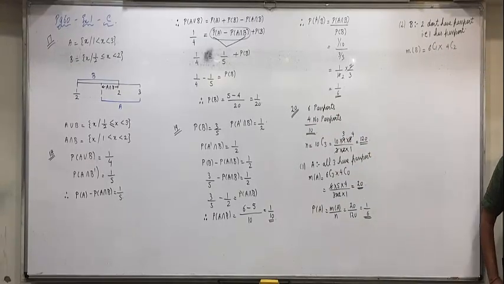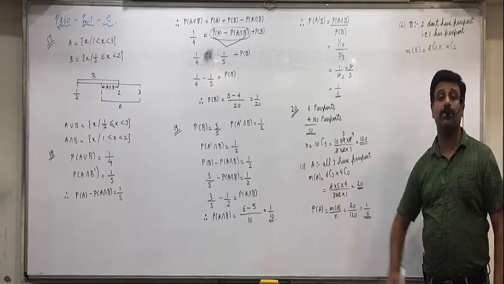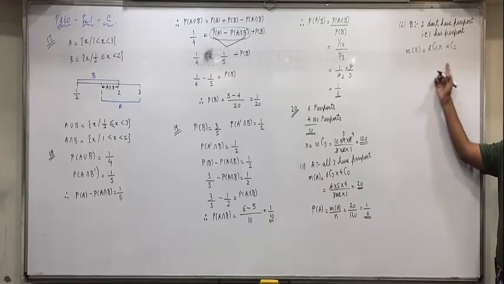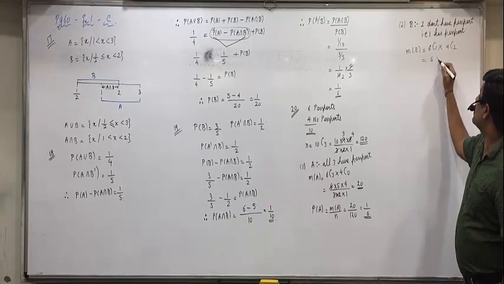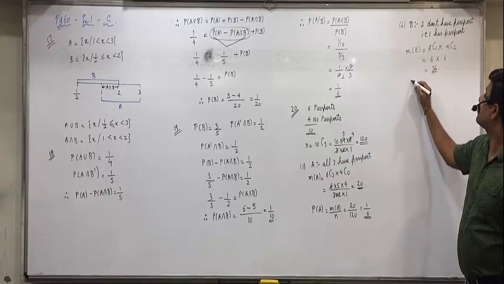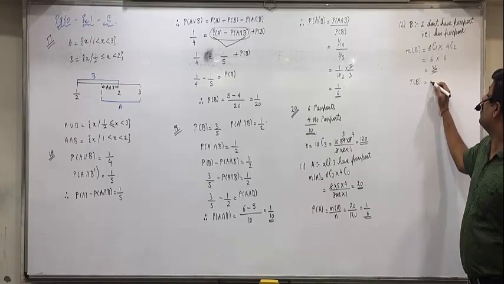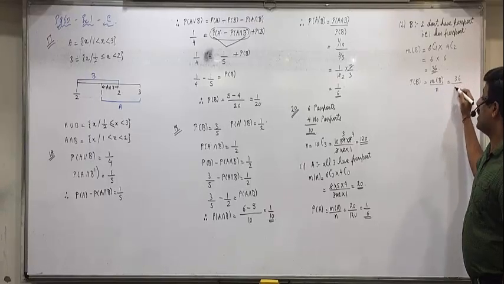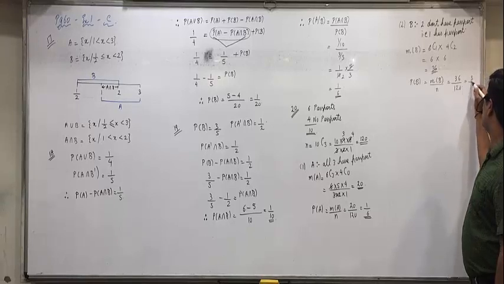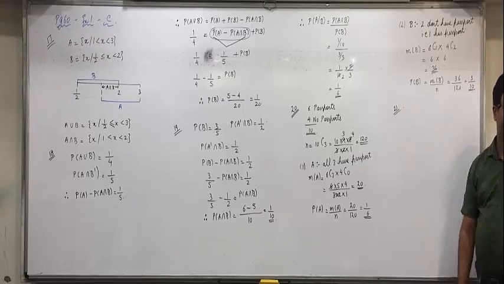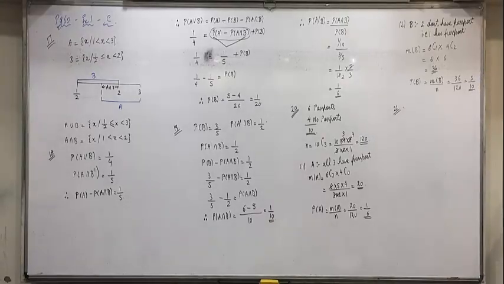Anyone who did not understand this? And that is the reason I have shown 4C0 also, so that you don't get confused. All are clear with this? 6C1 is 6. 4C2 is also 6. So 36. P of B equals n of B upon N. 36 by 120, 12 into 3, 12 into 10. 3 by 10. All are clear with this question?